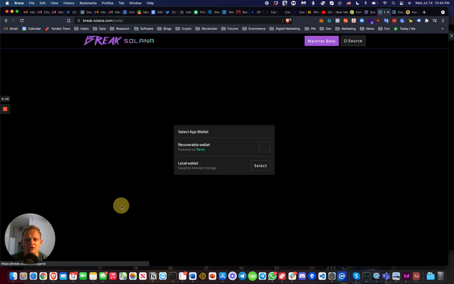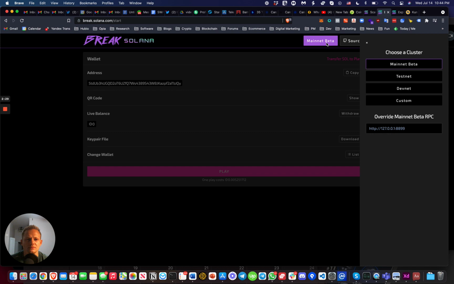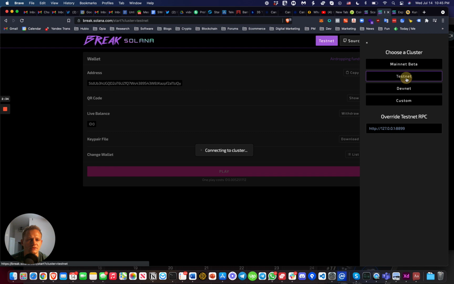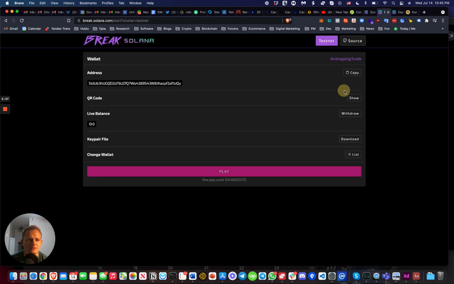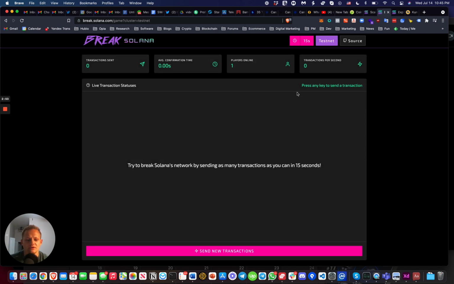Now I want to see how this actually works. Select an app wallet, recoverable wallet, or local wallet. Let's just say we do local wallet. Okay, let's play. Transfer SOL to play. How do we play this? Connecting to cluster. So okay, testnet. Okay. Now we can play. Creating game accounts. Let's do this. Press any key to send a transaction.